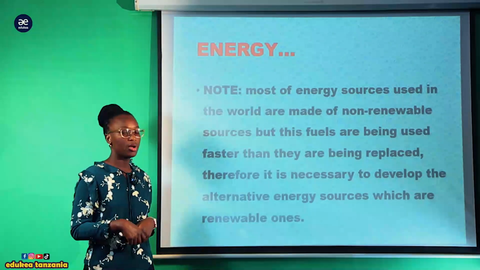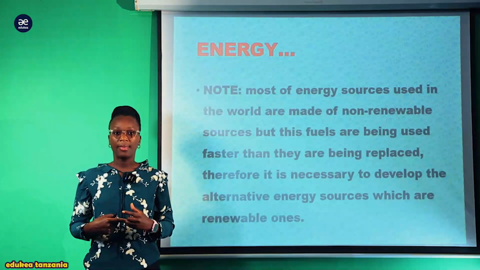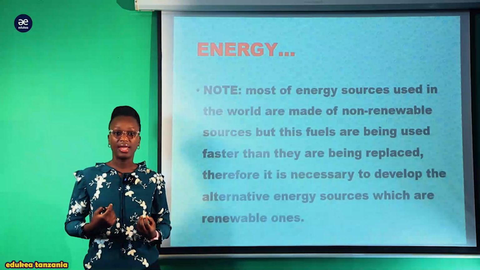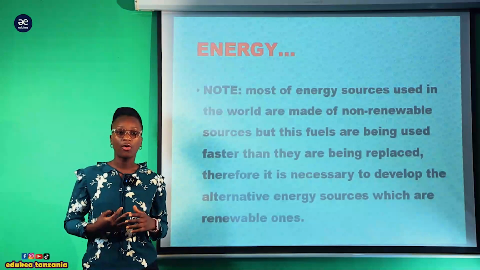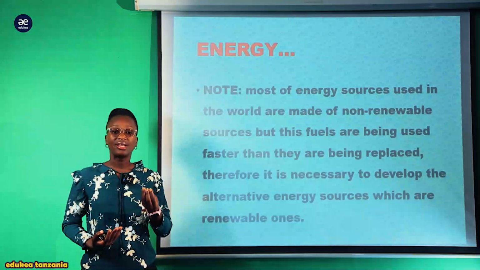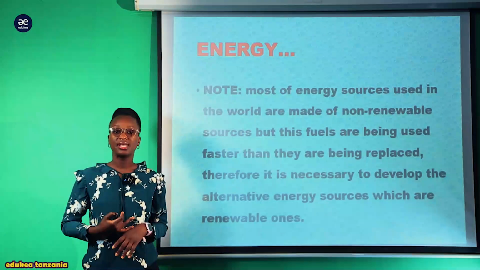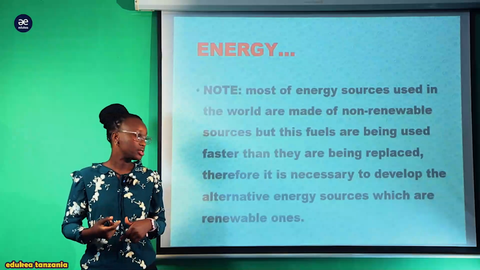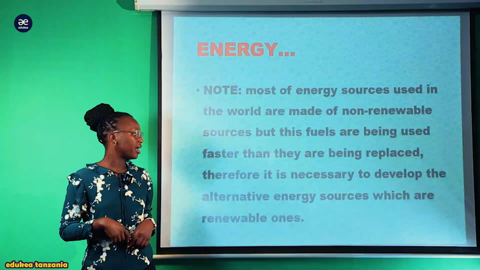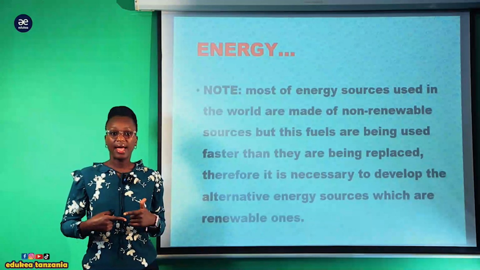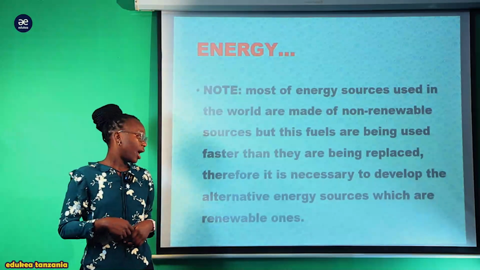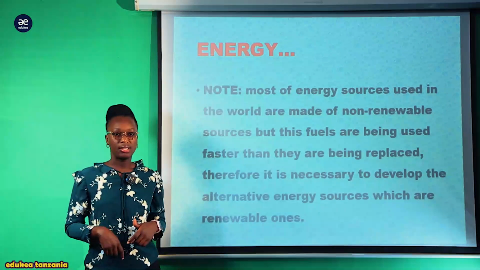Kwa hiyo kama ni hivyo kwamba katika our world most useful sources of energy, alternative energy ni non-renewable, ndio maana kuna umuhimu wa kudevelop hizi alternative sources ambazo zinakuwa renewable. It is easy to replace them so as they can be continually used. And hizi renewable one and hizi alternative energy sources ambazo zinaweza kusaidia for daily functions and for future those which is renewable ones.